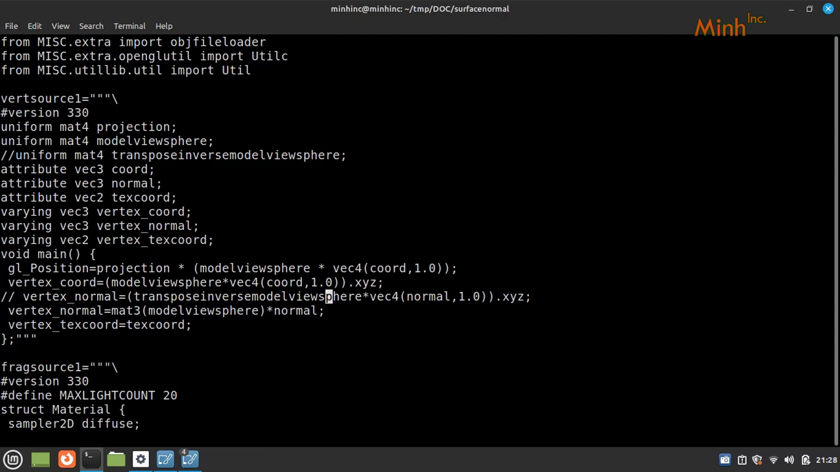We can save a lot of CPU computation. What do we do? We just take out the top 3 rows and columns of the model view matrix to calculate the transformation on the normal. The transformation we apply to the normal is nothing but only rotation, that is the top 3 rows and top 3 columns of the model view matrix.